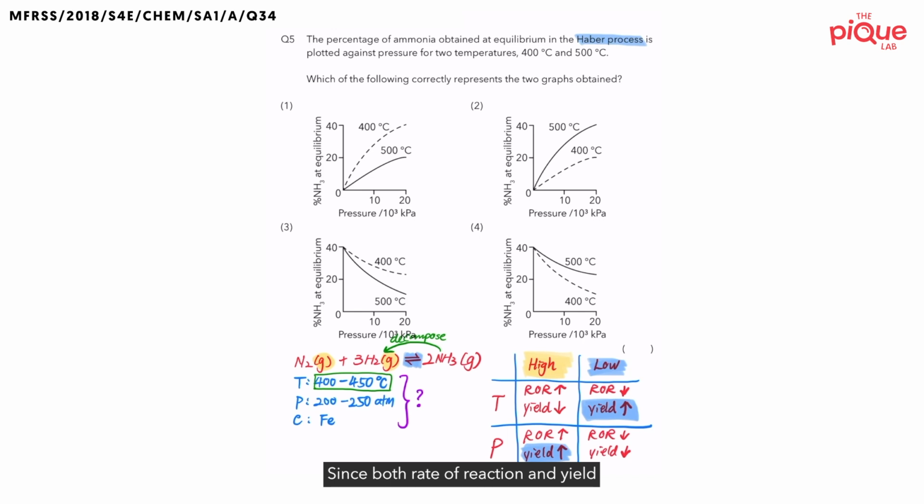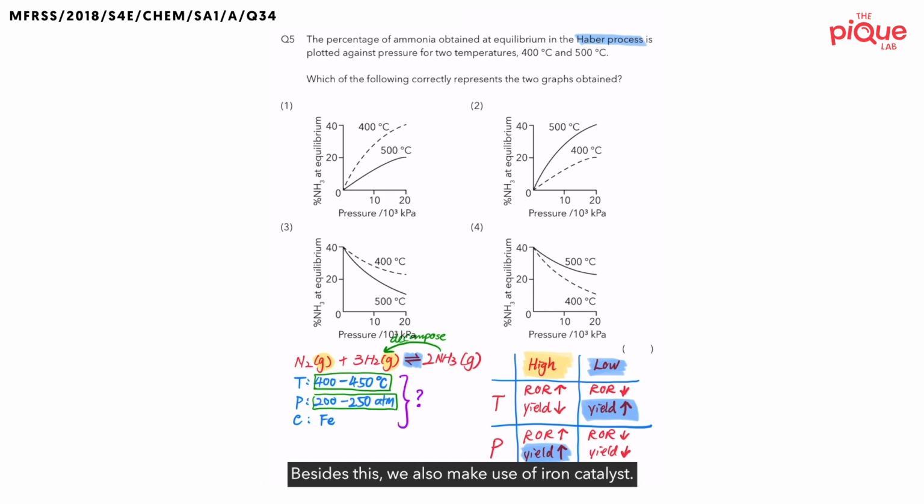Since both rate of reaction and yield increases with pressure, wouldn't it be wonderful to perform this reaction at a very high pressure? Instead of 200 to 250 atm, what do you think? Actually, if you consider this problem industrially, using a high pressure is in fact very dangerous due to explosion risks as well as very expensive as we need thicker reaction vessel walls to withstand the higher pressures. Therefore, a moderate pressure of 200 to 250 atm is chosen.